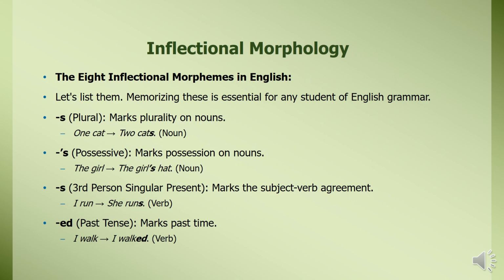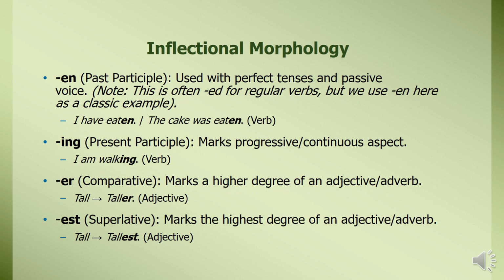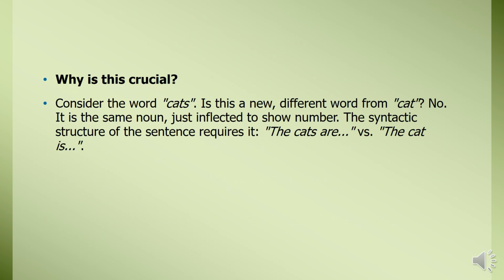Inflectional morphology. Statistically, there are 8 inflectional morphemes in English, and we have the list here. We have the plural s, the possessive s, the third person s, the past tense ed, the past participle en, the present participle ing, continuous, the comparative er, and the superlative est. So together they form the list.